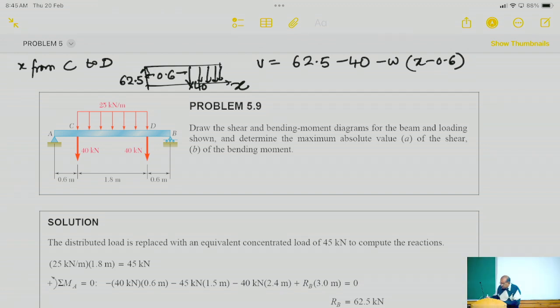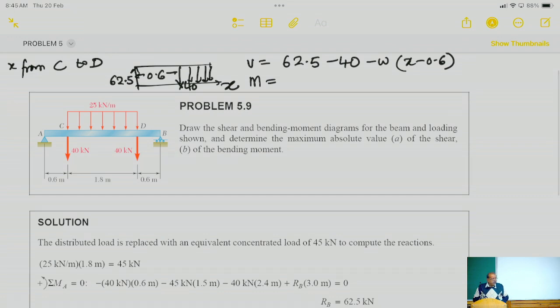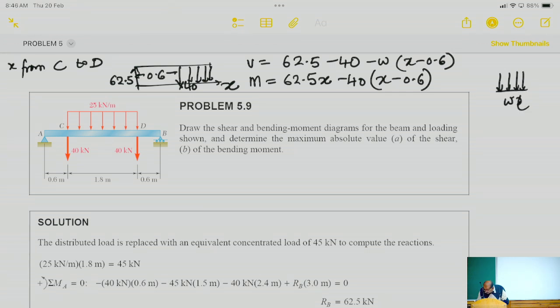Next comes the expression for bending moment. Now bending moment we know is P times zeta. Zeta is the distance from the cut section. So M is equal to 62.5x minus 40 times x minus 0.6. And then how do we account for this force? This force is W times 0.6 minus x.